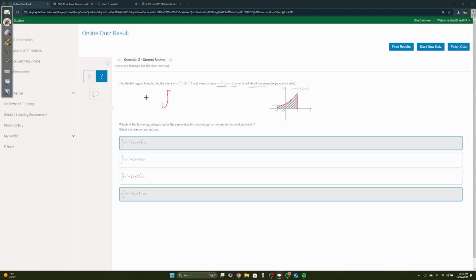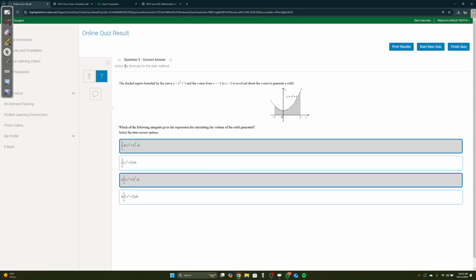It's easy. Just pi integral from minus 1 to 2 of x squared plus 2x plus 5, squared, dx. I think what's going to be different is the pi. Yes, pi is inside here, pi is outside here. Again, they're both correct. This is wrong because there's no square. This is wrong because there's no pi. Okay? Very easy.